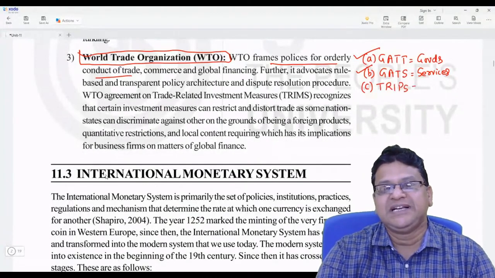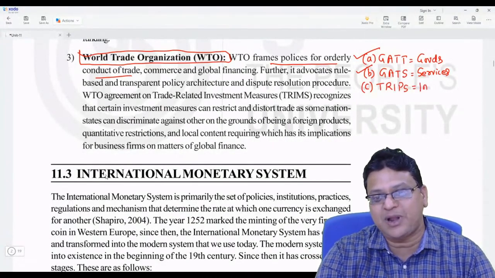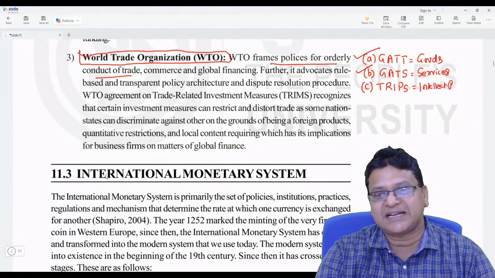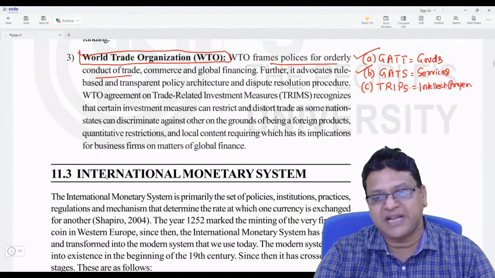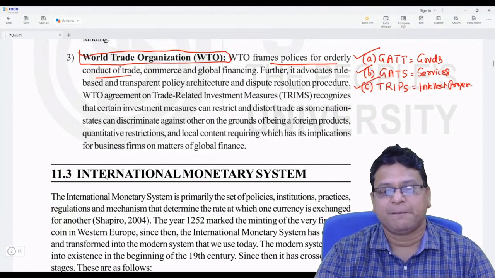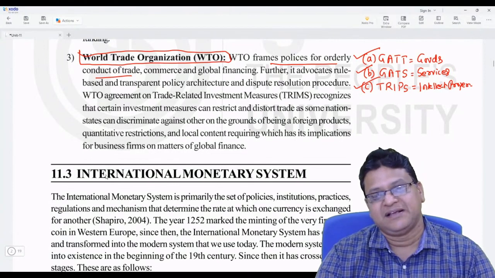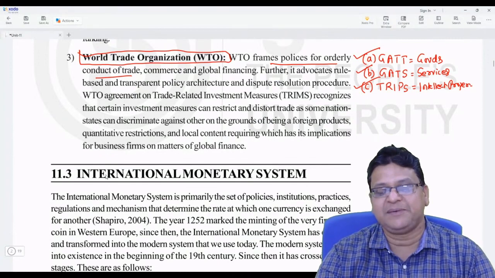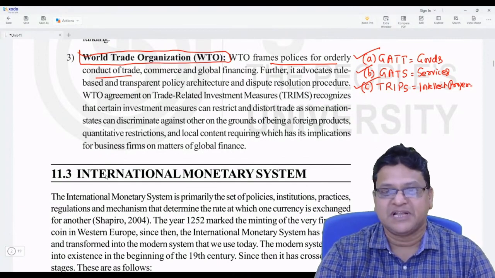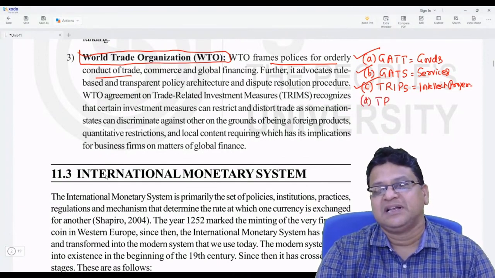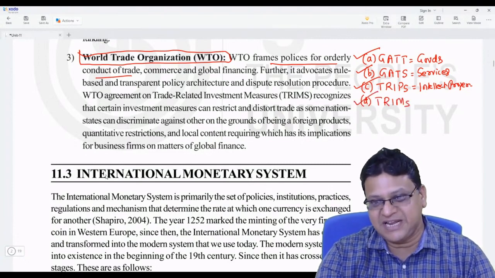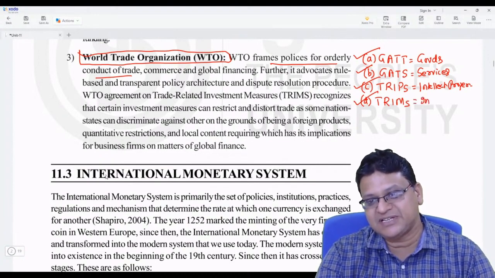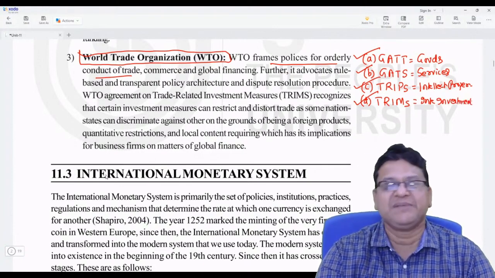What is TRIPS? International trade of intellectual property rights like trademark, goodwill, patent, copyright, integrated circuits, GI, trade secrets, are conducted under TRIPS agreements. GATT agreement, GATS agreement, TRIPS agreements, another is TRIMS agreements. For international investments, the rules regulations are framed under TRIMS agreements.